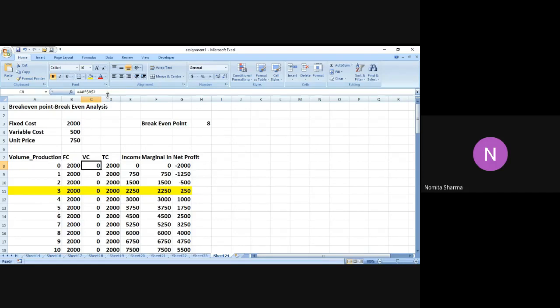Variable cost. See, we made a mistake over here. I was supposed to write B4 over here, and I have written this over here. And now I will drag this down.